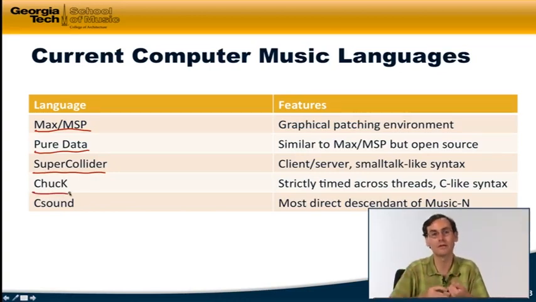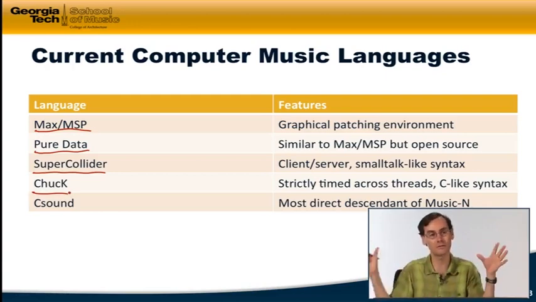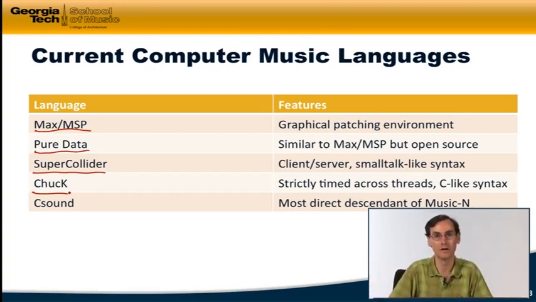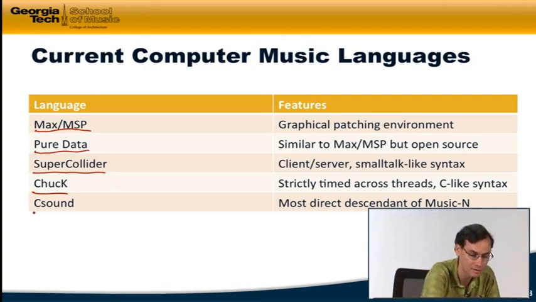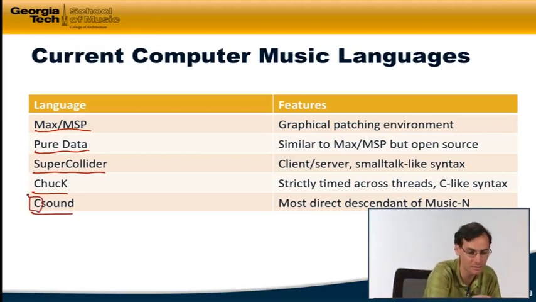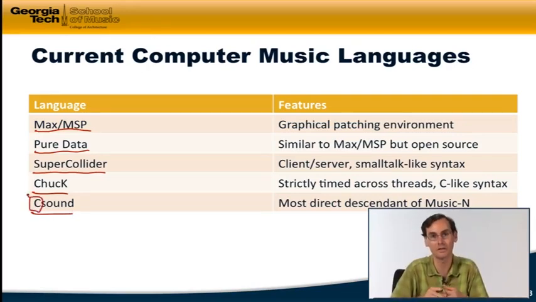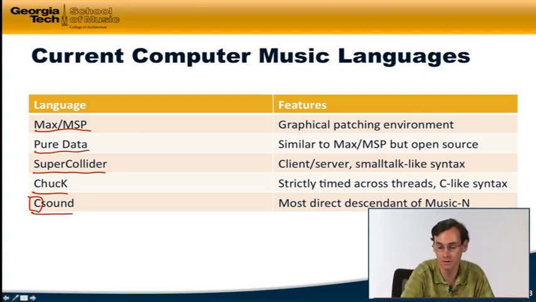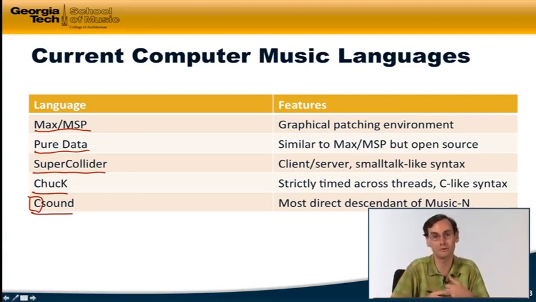ChucK, an open source language developed at Princeton and Stanford, is known for its very strict timing, so you can have a lot of different things going on at once, and they can all stay in perfect synchronization with each other. Its syntax resembles pretty closely the programming language C or also Java. And CSound is another language which, despite the fact that it has C in its title, is actually nothing like the C programming language. It's most close to the music N languages, and it's the most direct descendant of them that's still used today.